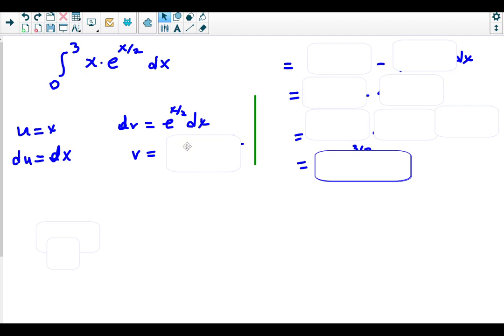Think about it. e to the x over 2 can be written as e to the 1/2 times x. And e to the constant times x, the antiderivative is e to the constant times x divided by the constant, right? So we're going to have to divide by 1/2, which is the same as multiplying by 2. So divide by 1/2, which I did, and that's the same as 2 times e to the x over 2. Okay, now we're ready to apply the integration by parts formula, uv minus integral v du.